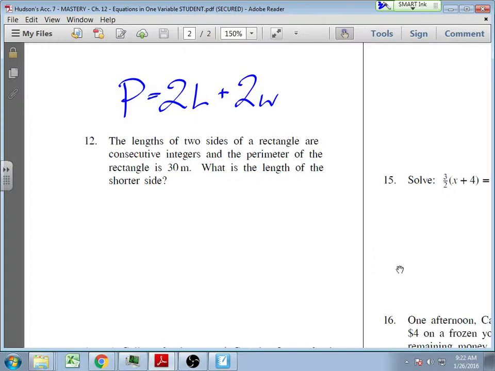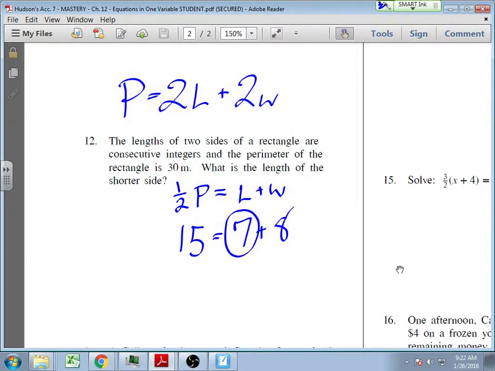Zach? Yeah, similarly. So if you think about the perimeter, you just have 2 of this, 2 of that. Get rid of the 2. If I do half of the perimeter, that'll just be the length plus the width. Well, half the perimeter is 15. So what numbers right next to each other make 15? 7 and 8. So my shorter side is 7.